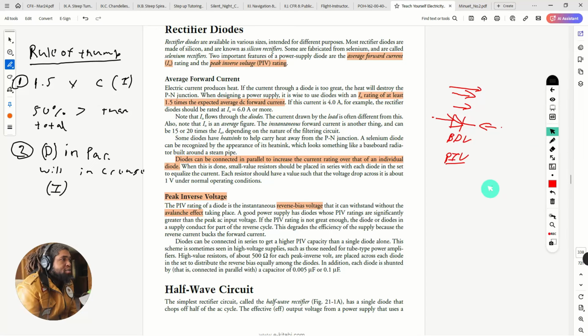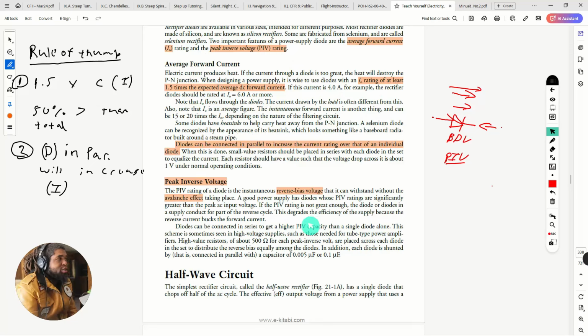So a good power supply has diodes whose PIV, that's peak inverse voltage rating, are significantly greater than the peak AC voltage. Okay, so that's another point we want to make.